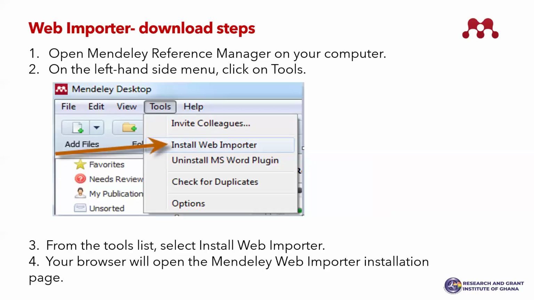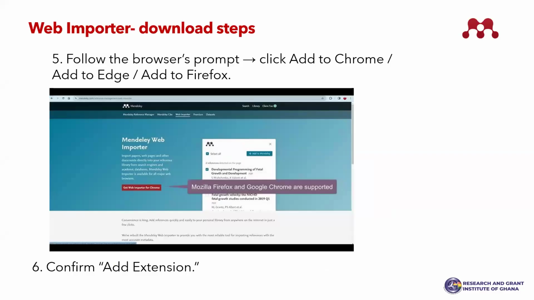Now let's go to how we install that. First of all, you click on tools. So after opening, let's demonstrate this. After opening your Mendeley tool or your manager, you click on tools, then you click on install web importer. When you click on install web importer, you are going to see a feature like this. I already have web importer installed, so I can't demonstrate from my end. But when you click on install web importer, it will take you to your browser.